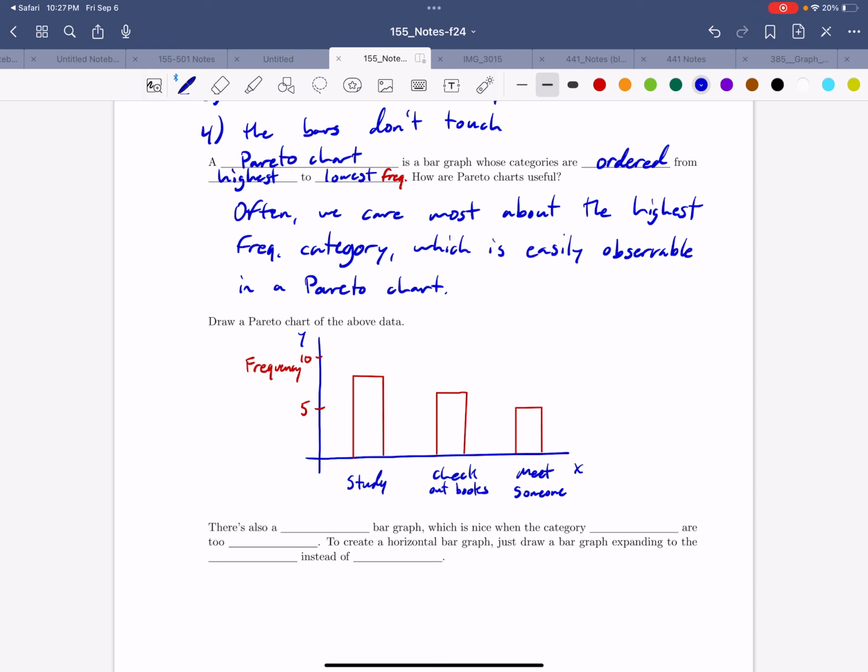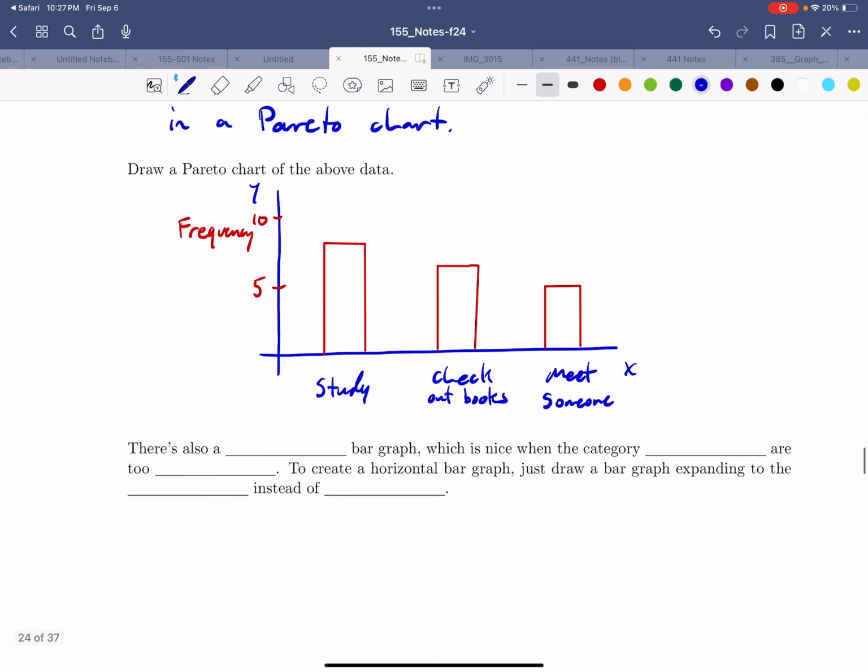There's also something called, let me zoom back in a little bit, a horizontal bar graph. And this is kind of niche. You see this every now and then. The main times you see this, I think what the book was saying, is when the category names are too long to fit nicely on an x-axis like this. So it's better just to stack them vertically, right? So just make the x-axis vertical, y-axis horizontal, etc.